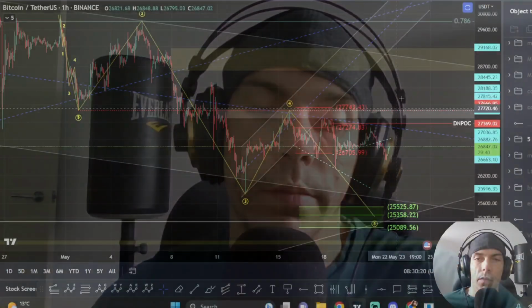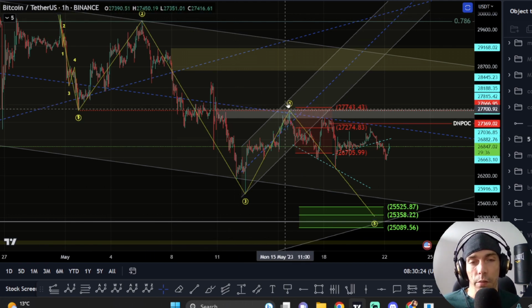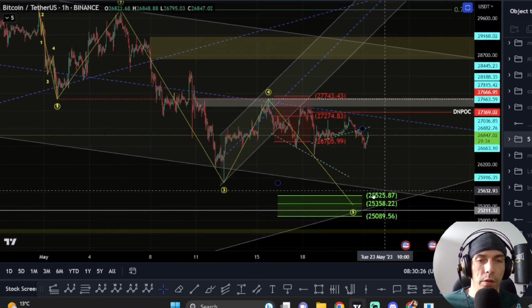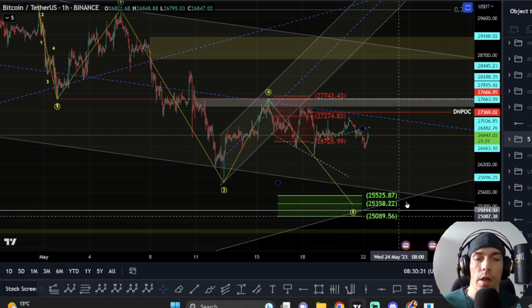Today we're going to be having a look at BTC. Let's get into the price action and see what's going on. As we talked about in the previous video, we are still looking for that potential of this as a fourth wave and then looking for a fifth wave still to the downside to come towards this 25.525 to this 25.089.